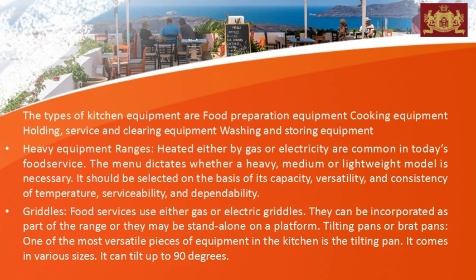Griddles. Food services use either gas or electric griddles. They can be incorporated as part of the range or they may be standalone on a platform. Tilting pans or brat pans. One of the most versatile pieces of equipment in the kitchen is the tilting pan. It comes in various sizes. It can tilt up to 90 degrees.